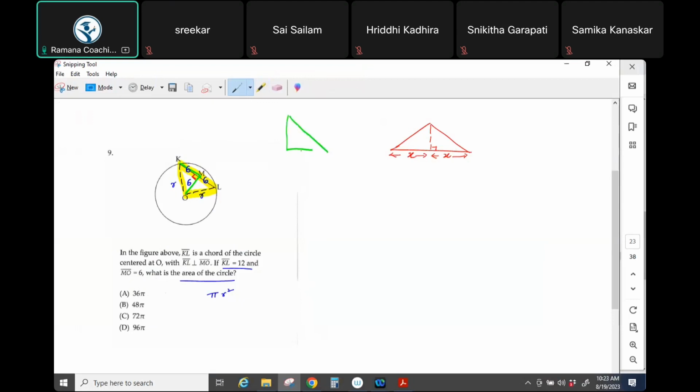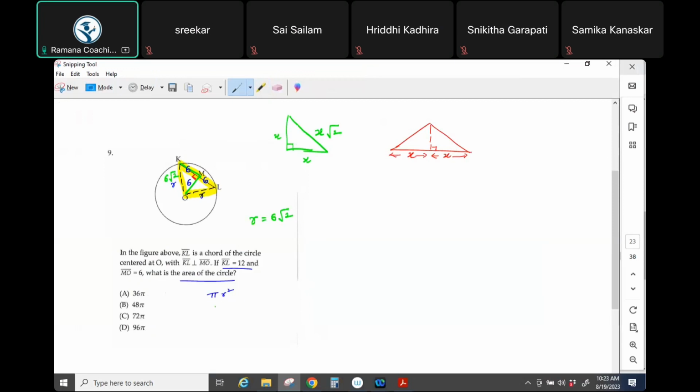Ratios. X and X, isn't it x root 2? Remember that 45-45-90 triangle. So that means what is the length of this leg? That would be 6 root 2. That means your radius is 6 root 2.